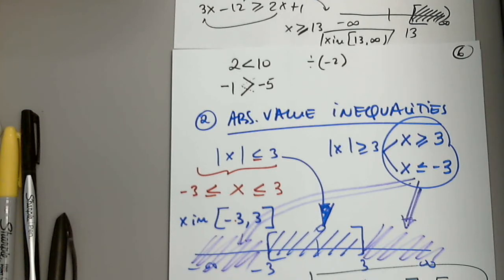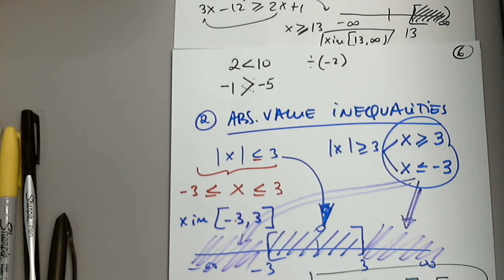If I pick -10, the absolute value of -10 is? 10. And 10 is greater than or equal to 3? Very good. If I pick 5, the absolute value of 5 is 5. Is 5 greater than or equal to 3? Yes. Because the distance between x and 0 must be 3 units or more. 3 units or more. Is that clear?